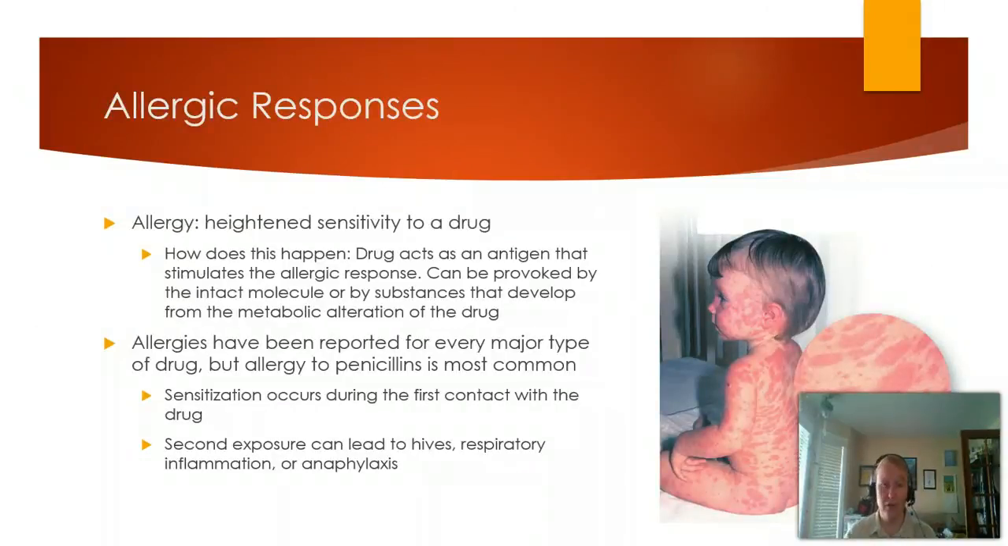So allergic response is an overreaction of the immune system. We've all had one at one point in time or another probably, and it's a heightened sensitivity to the drug. So what happens is the drug will stimulate the immune response, and the immune response can go crazy. Now, these allergic responses can be anything from a rash to a fatal reaction. So it's really important to be aware of that.